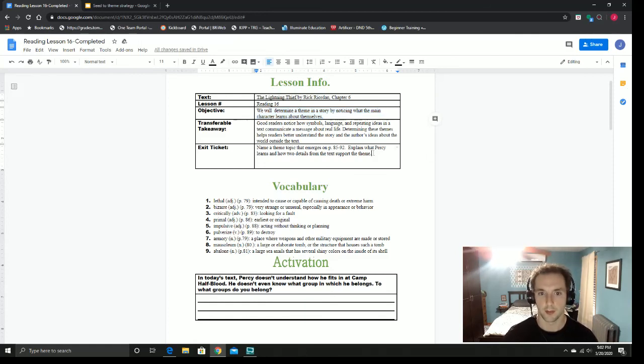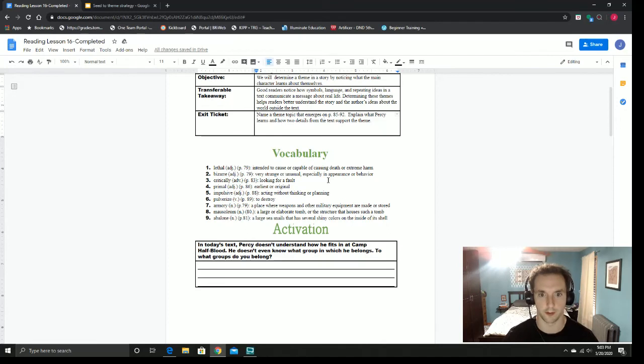So that'll be our exit ticket today. We're going to name a theme topic that emerges in 85 to 92, and then explain what Percy learns and how two details from the text support the theme. And so, as always, we'll be diving into the text, so make sure while you're doing this, you either have the video of the text or just the PDF electronic version, so that you can go back into the text and find your details to prove it.